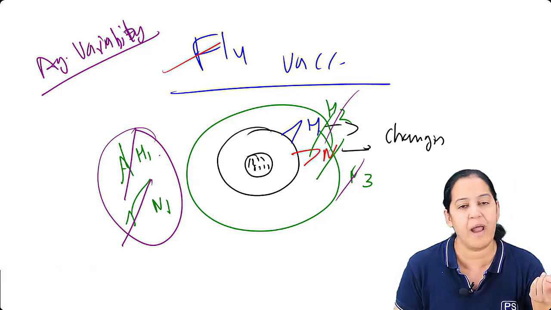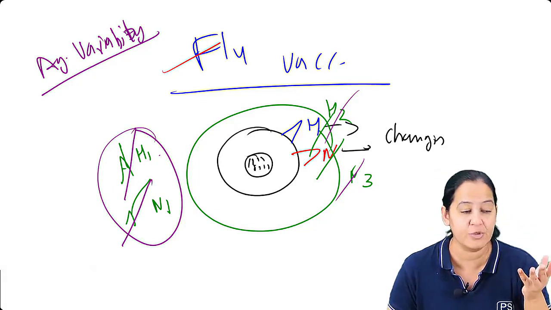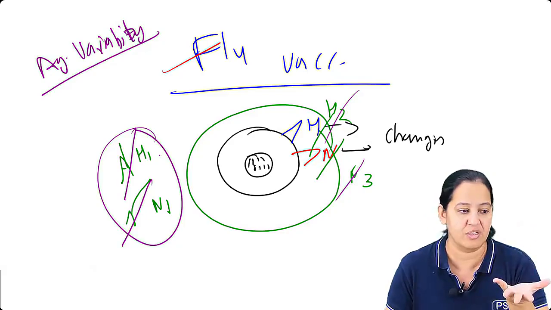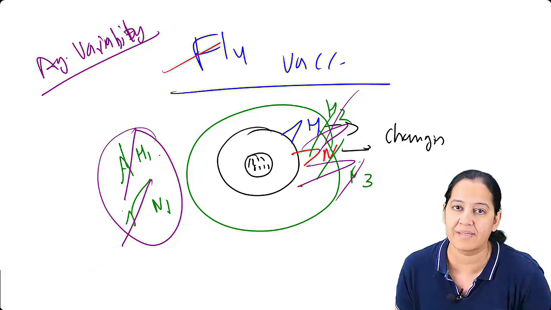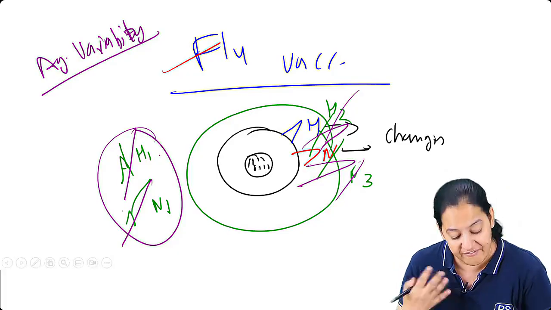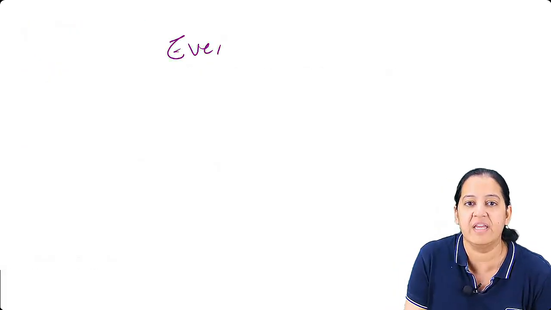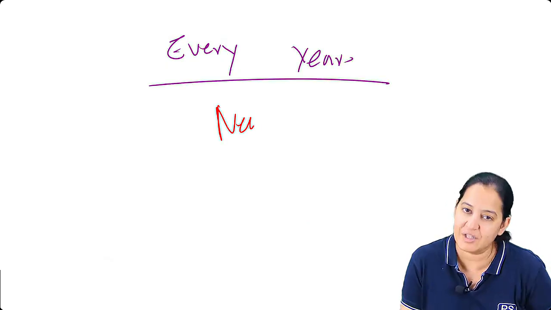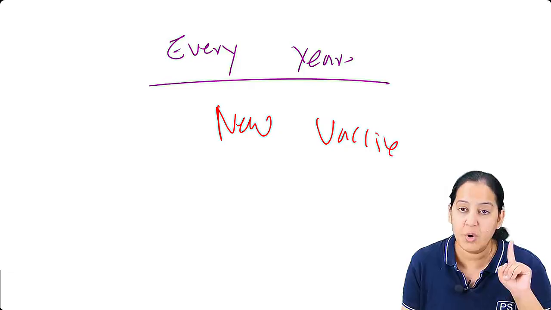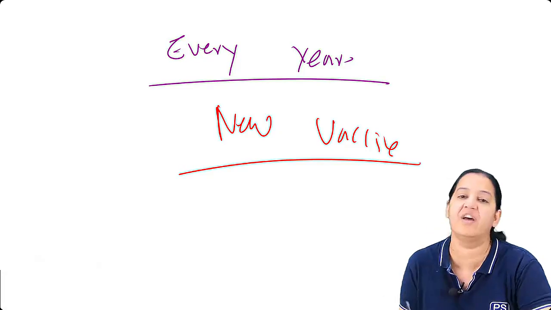Right? But the virus will change. What will the virus do? It will change its structure. It will change the H. It will change the N. So the old vaccine is not useful for the new virus, the new strain. So every year, right? A new vaccine has to be derived. It is the only virus for which a new vaccine comes every year.